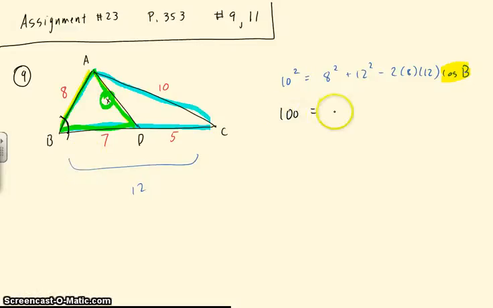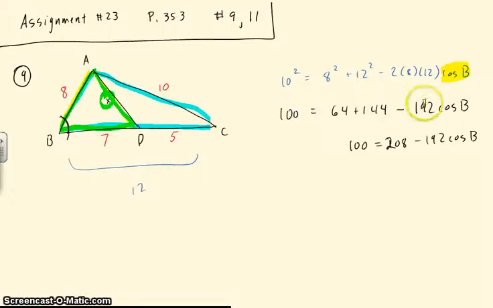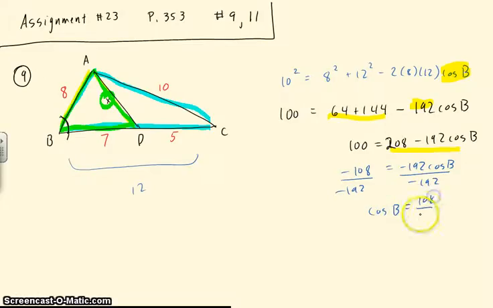So it's 100 equals 64 plus 144 minus 2 times 8 times 12. So 16 times 12 is 192. Okay, I'm going to basically solve for the cosine of B. I'm going to subtract 208. I get negative 108 equals negative 192 cosine of B. Divide by negative 192, and I get the cosine of B equals 108 over 192. I'm just going to leave it like that because now I'm going to apply the law of cosines on this triangle, because I'm really trying to find that.